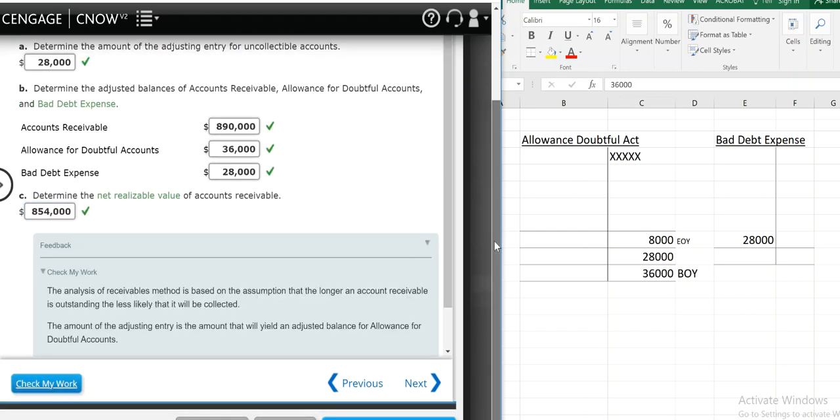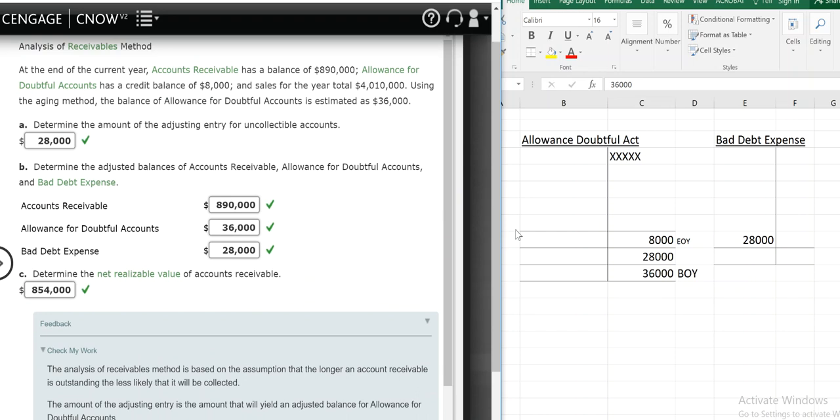Let me check the work. Perfect. Okay. All right, so one more thing for the final exam and even for your quiz 3, you're going to have a lot of questions on the adjusting entry. So let me go ahead and say it one more time.